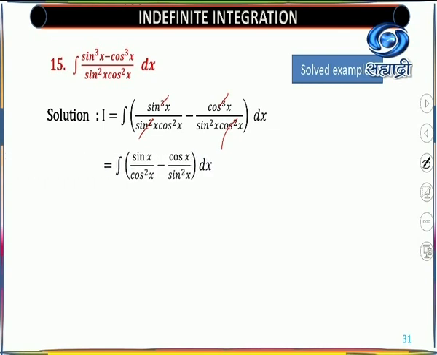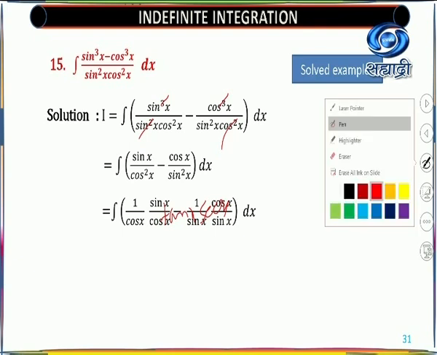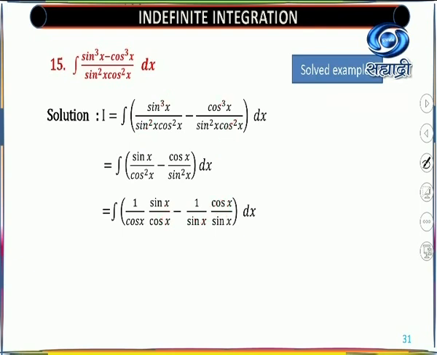What is that formula? The formula says sin x upon cos square x minus cos x upon sin square x. Take 1 sin and cos together, so you will get tan x, and 1 upon cos square is sec x, meaning sec x tan x. Here you will get cosec x cot x. So by that identity you will get here the formula as 1 upon cos x times sin x upon cos x minus 1 upon sin x times cos x upon sin x dx.